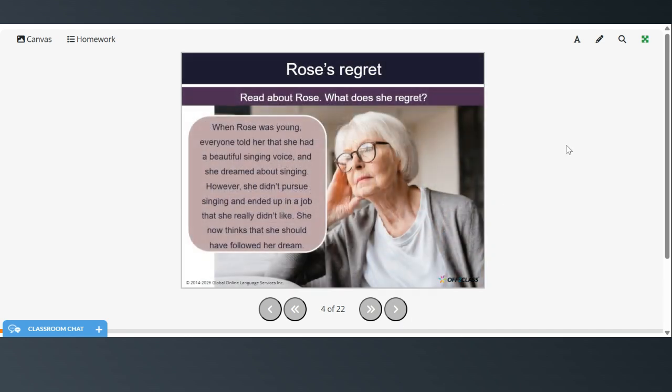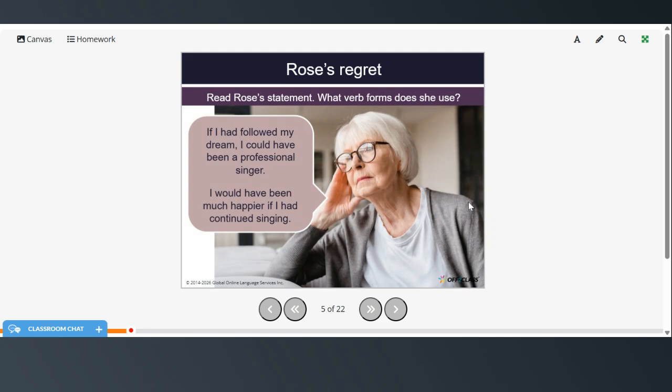So now read about Rose, and what does she regret? When Rose was young, everyone told her that she had a beautiful singing voice, and she dreamed about singing. However, she didn't pursue singing and ended up in a job that she really didn't like. She now thinks that she should have followed her dream.